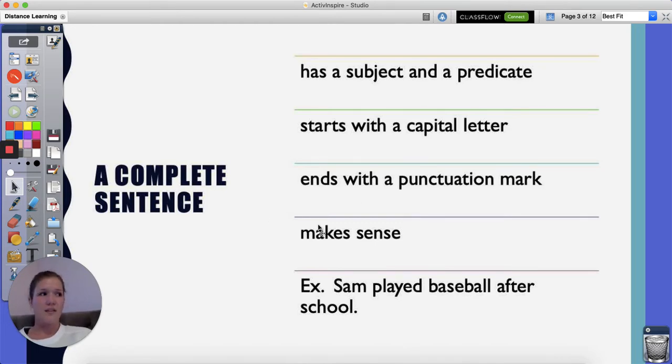So if we have a sentence that says, my dog Red jumps the pool. Does that make sense? Probably not, right? Maybe I could say my red dog jumps into the pool, because that gives me some more detail and tells me what I'm talking about. And right here we have a perfect example of a complete sentence. So we have our subject, Sam, played baseball after school. We know that's our predicate. We also see that it starts with a capital letter and it ends with a punctuation mark, which is a period, and we see that it makes sense.